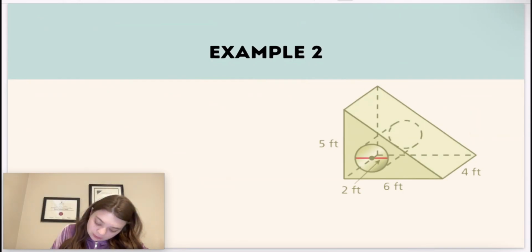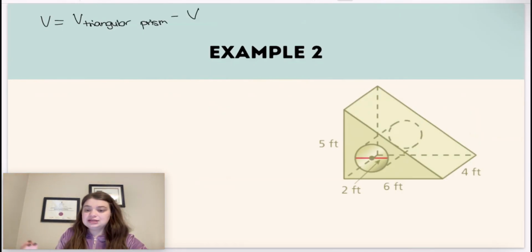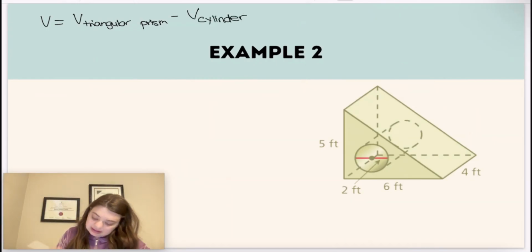So in this case, the overall volume is going to be equal to the volume of the triangular prism minus the volume of the hole, right? So minus the volume of the cylinder. Now, in this case, what is the volume of the triangular prism?